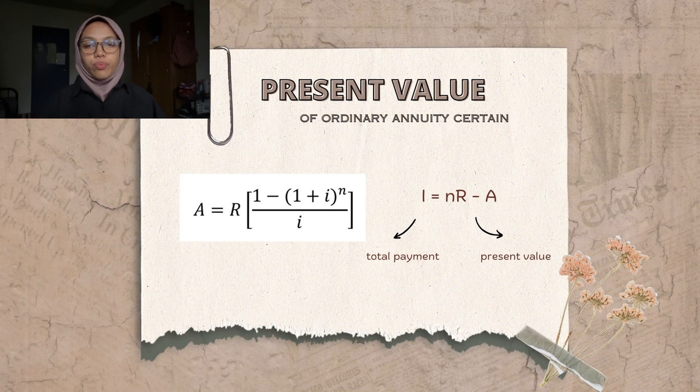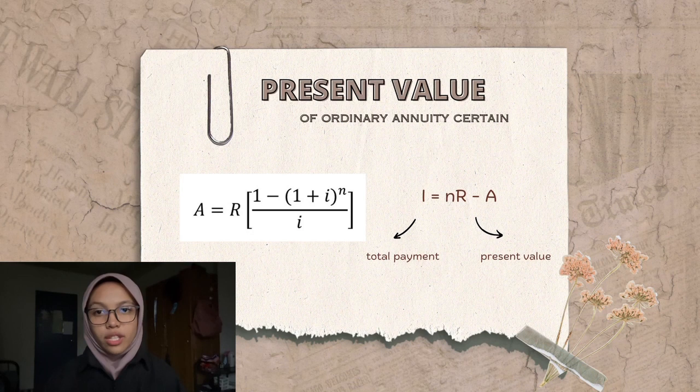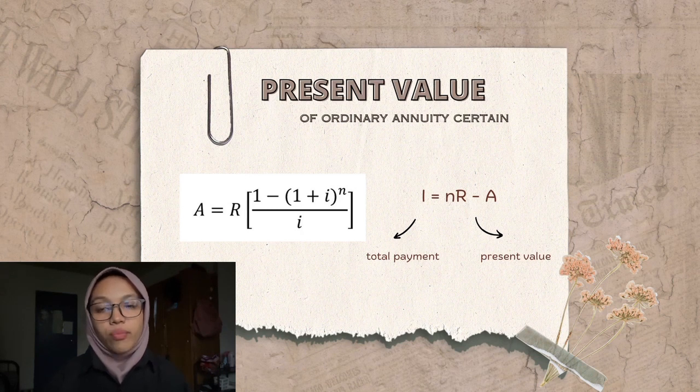Next, number 2. The present value or initial value of an ordinary annuity certain can be defined as the sum of all the present values of the credit payments. In order to find the present value, we can use the present value formula, which is A equals R in bracket, 1 minus (1 plus i) to the power of negative n, divided by i. The interest charged or earned, I, from an investment or loan in the annuity is given by I equals nR minus A, where A is the present value or initial value and nR is the total payment.